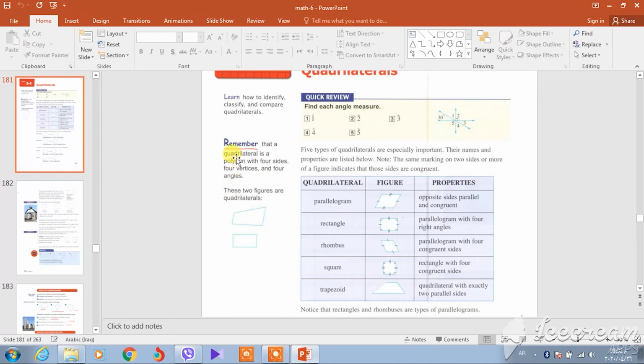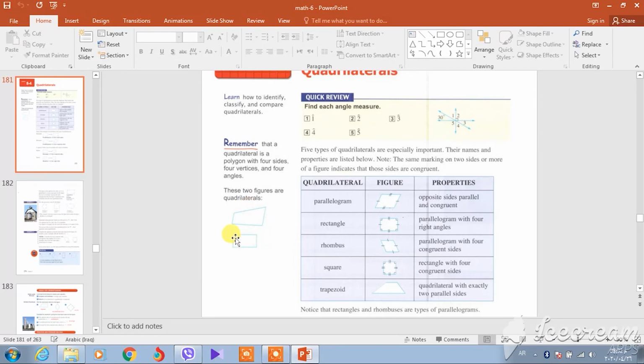And we have quadrilaterals: square, parallelogram, rectangle, rhombus, and trapezoid, all of them are quadrilaterals. But this one is also a quadrilateral, but it is not a rhombus, square, trapezoid, rectangle, or parallelogram. This is just a quadrilateral because we have four sides and four angles, one angle, 2, 3, 4, but it is not one of these types of quadrilateral. Just say four sides, or you can say quadrilateral.